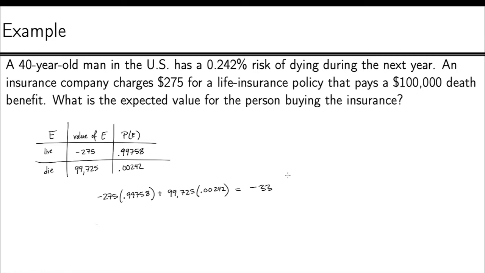What this also means is that for all the 40-year-old men that are paying for this insurance, this insurance company is expecting to make, on average, $33 per person.